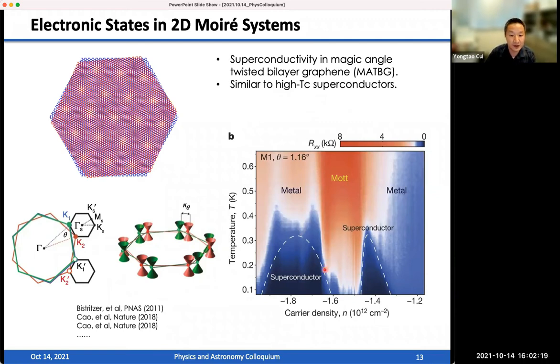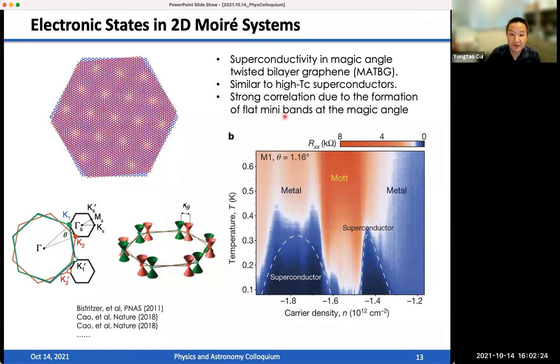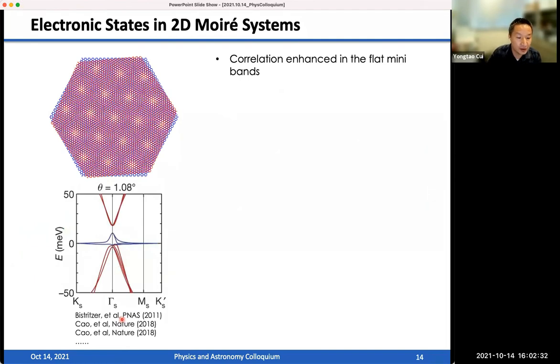The reason for this strong correlation in the system is believed to be related to the formation of so-called flat mini-bands at this magic angle. According to a very early calculation, if you align the two layers at the magic angle around 1.1 degrees, you can form a very narrow band in this Moiré system. In this case, the correlation can be enhanced in this mini band, which is really flat. Flat means the energy width of this band is very small.